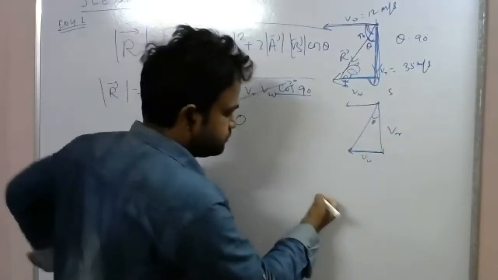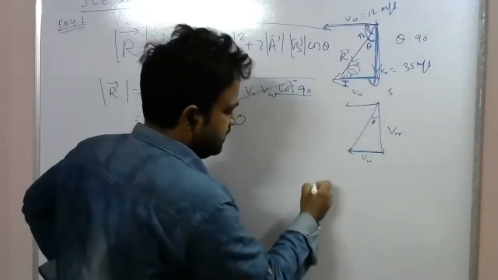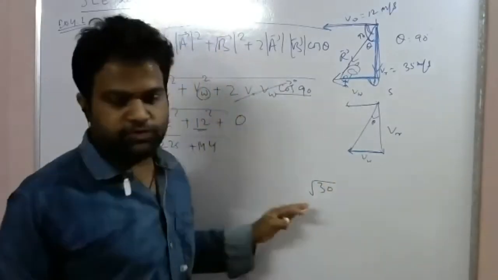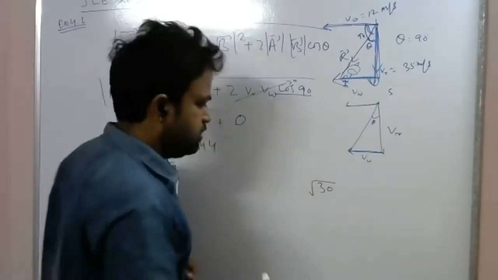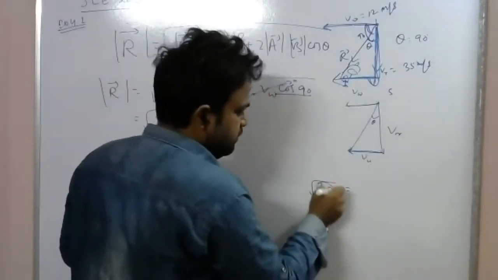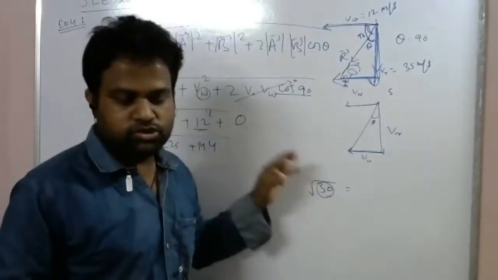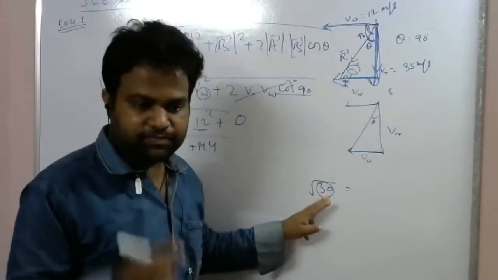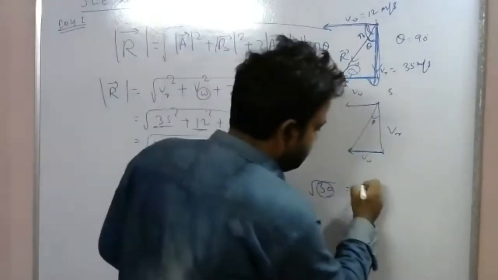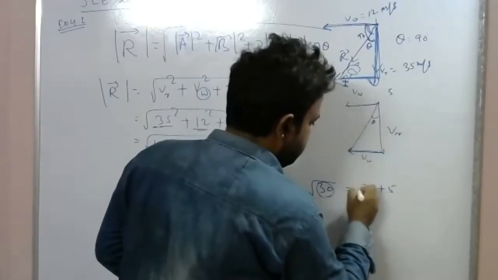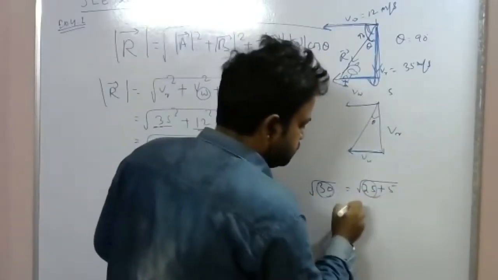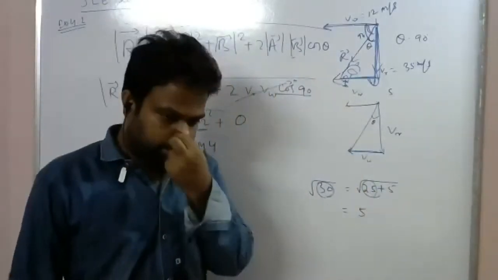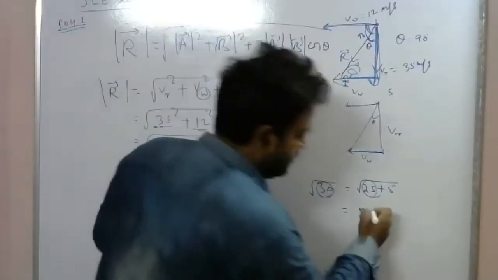The rule is, suppose you want to find out the square root of 30. So what you will do? Find out the nearest perfect square. What is the nearest perfect square? 25. So you can write 30 is equal to 25 plus 5. And you know, square root of 25 is 5.